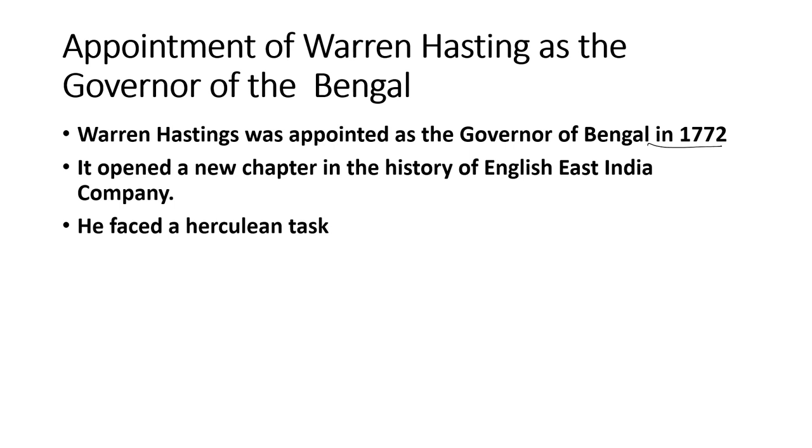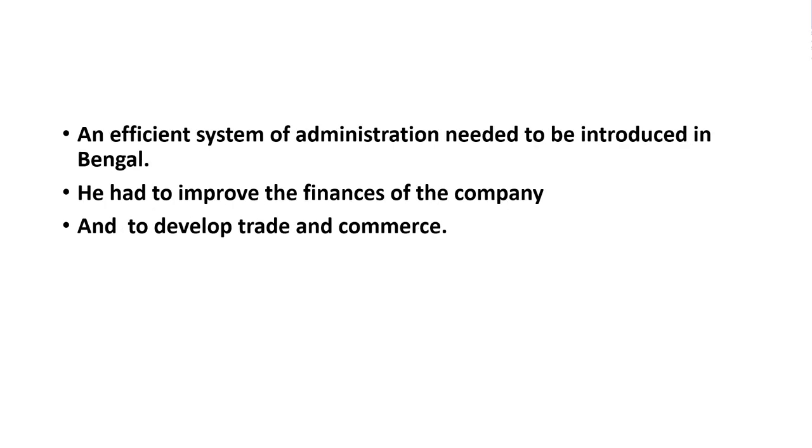He had to face Herculean task once he was appointed as the governor of Bengal. He was to introduce an efficient administrative system in Bengal, improve the finances of the company, as well as to develop trade and commerce. These were the challenging tasks before Warren Hastings.